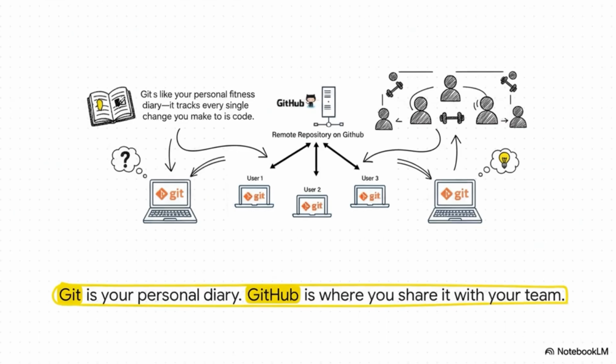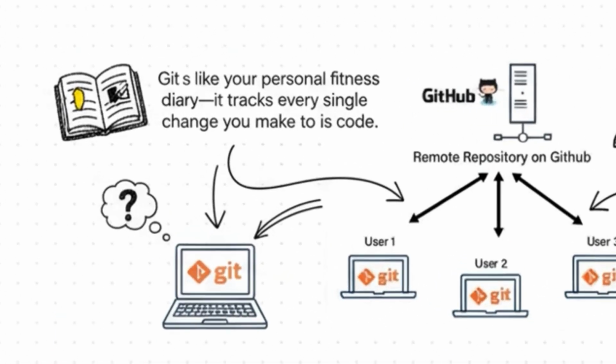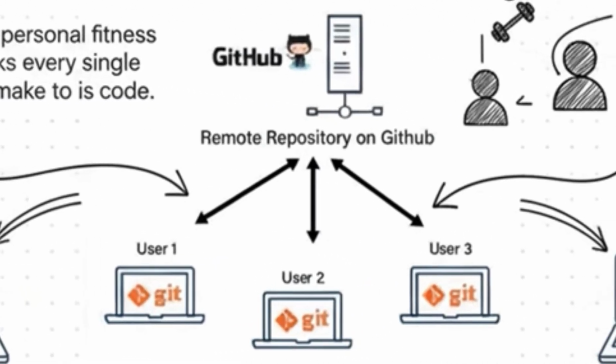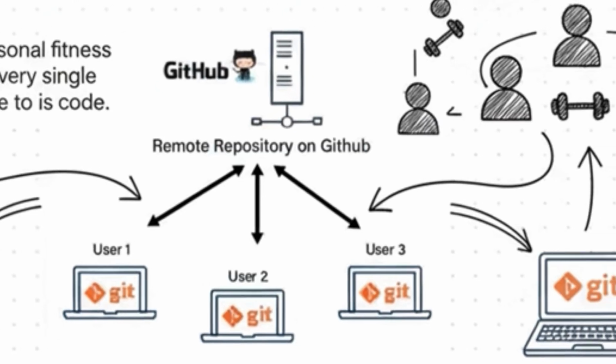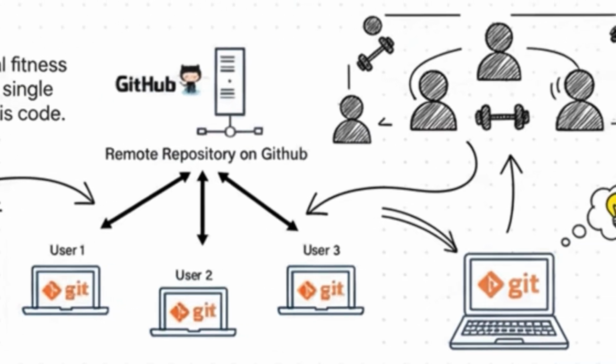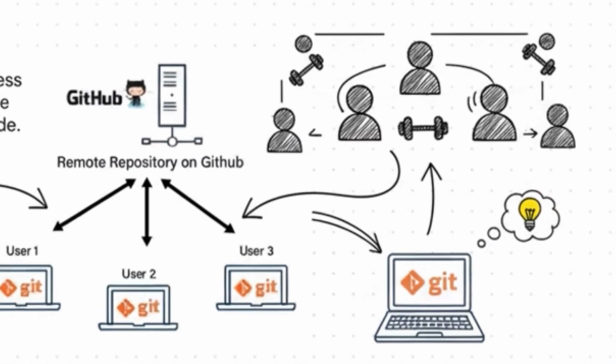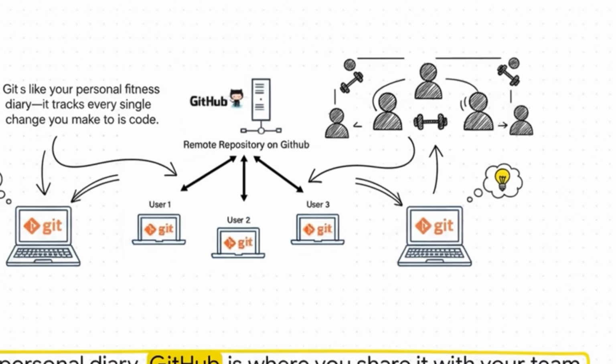So how do you write code without going crazy, especially when you're on a team? The answer is Git and GitHub. Think of Git as your own personal fitness journal. It keeps a perfect record of every single workout, or in this case, every code change you've ever made. Then, GitHub is like the shared gym where you and your workout buddies can all share your journals, see each other's progress, and collaborate on a training plan without stepping on each other's toes.